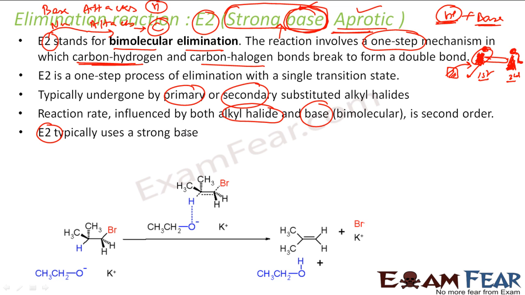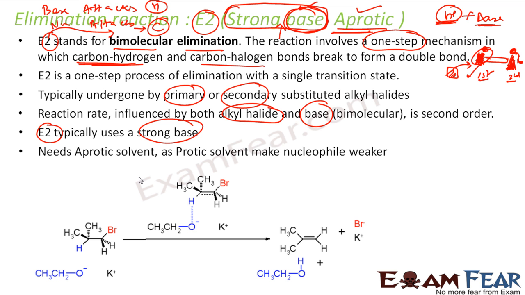So as I told, E2 uses a strong base because this is the one that attacks. And also as I told, E2 needs an aprotic solvent. Why? Because if the solvent is protic, then it will make this base weak. Right? The base will be weak, because we'll not use the term nucleophile here, it will be a base. It's all base here. So if you see here the reaction is, this is my substrate, right?